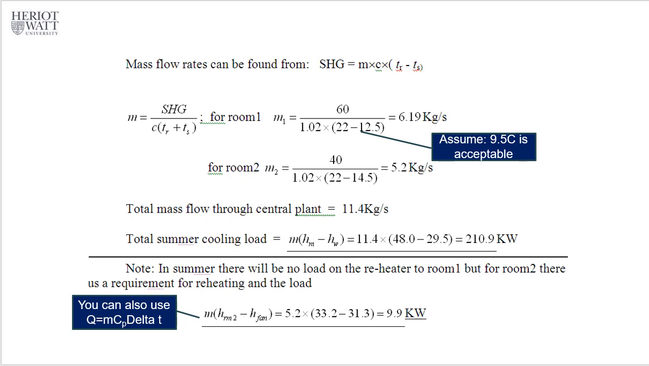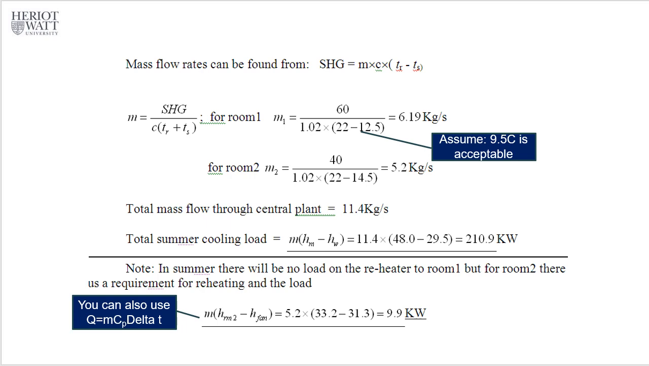And use a similar idea, the same formula, which is sensible heat gains divided by specific heat and the temperature difference between room temperature and supply temperature. In this case, supply temperature is 14.5, and you get 5.2 kilograms per second. So that is the flow rate going into the second zone. To sum these two flows together, you get a total mass flow rate of 11.4 kilograms per second. That is the total flow going through the air handling units.